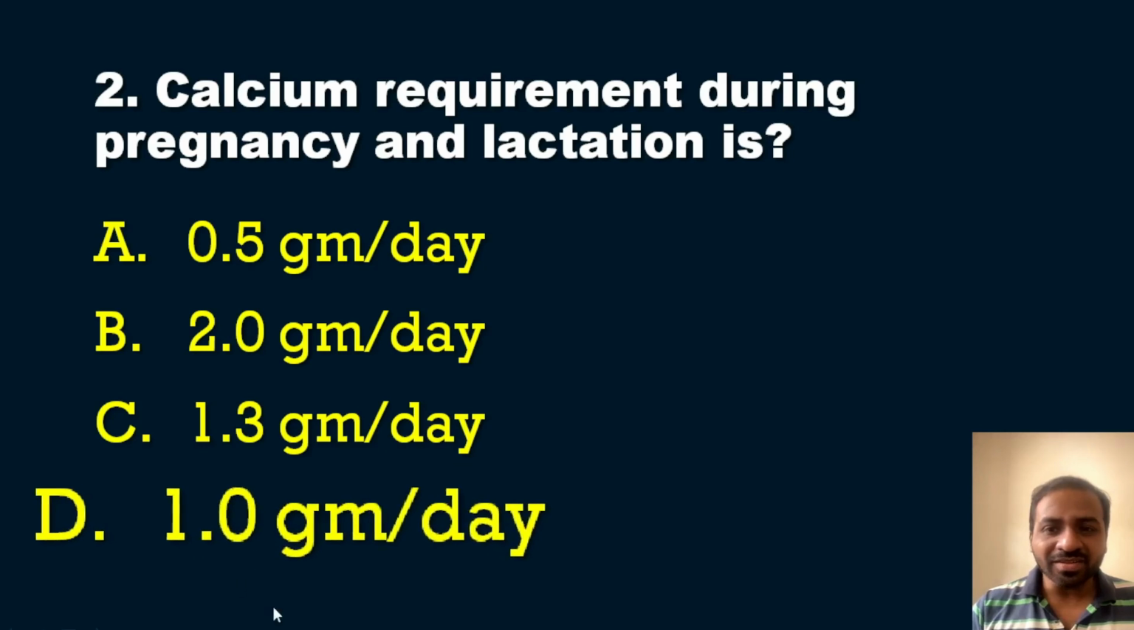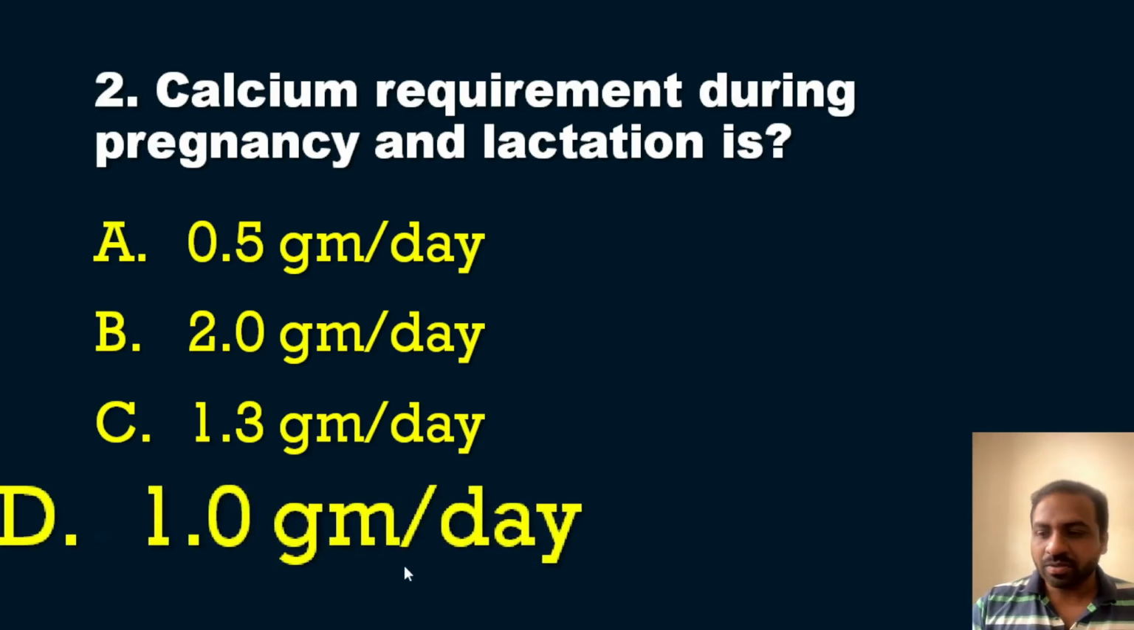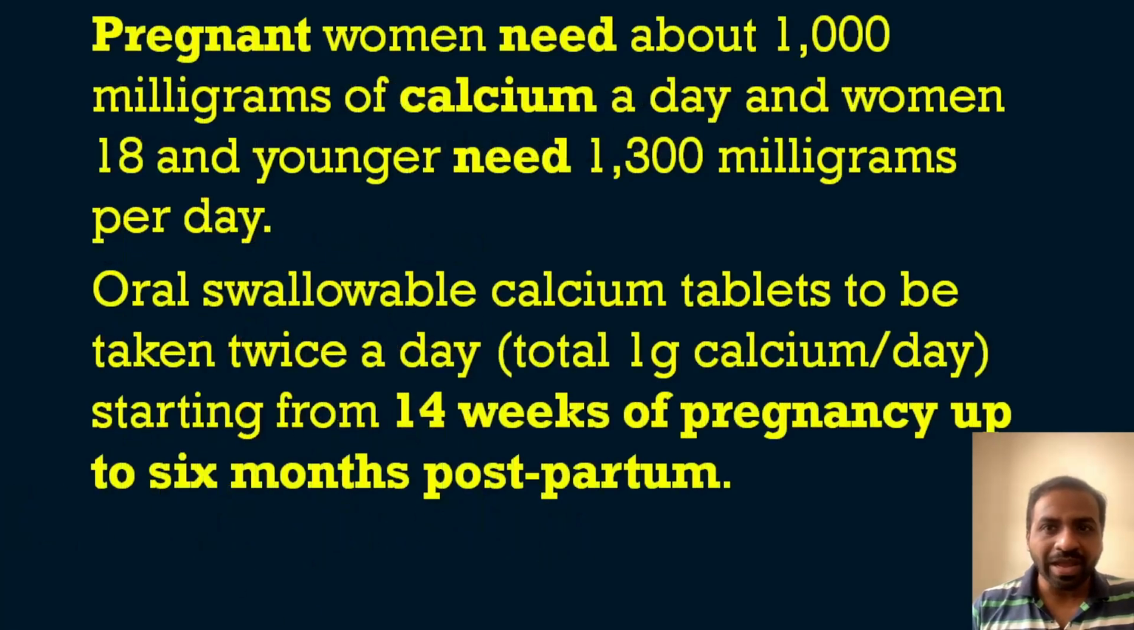So the answer is 1 gram per day. Okay, so we will have a small explanation about the calcium requirement during pregnancy. We know that pregnant women need about 1 gram of calcium a day, and if the woman is 18 and younger, then they need 1.3 grams per day. Okay, so normally you should think about a normal woman above 18 years of age.